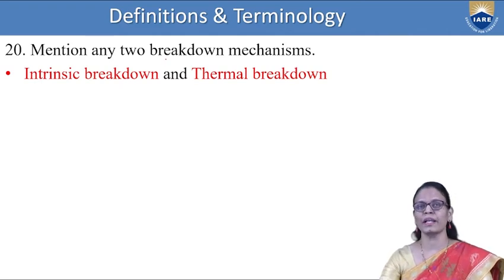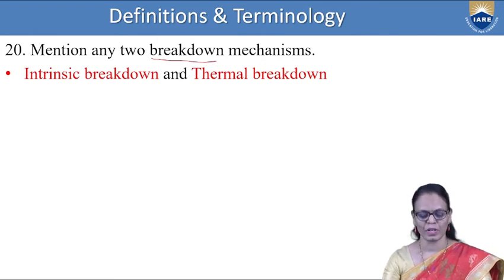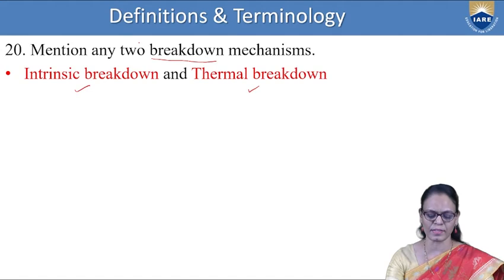Next, mention any two breakdown mechanisms. What are breakdown mechanisms? One is intrinsic breakdown and the other one is thermal breakdown. We also have avalanche breakdown, but they are asking to mention any two. We are mentioning intrinsic breakdown and thermal breakdown. We'll try to understand what is intrinsic breakdown and what is thermal breakdown.